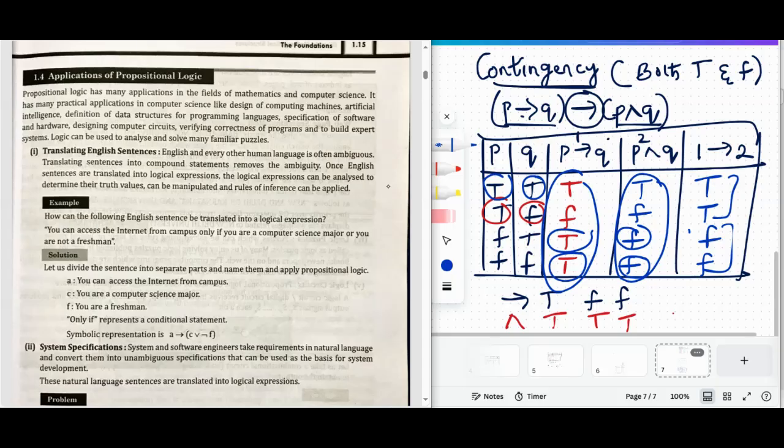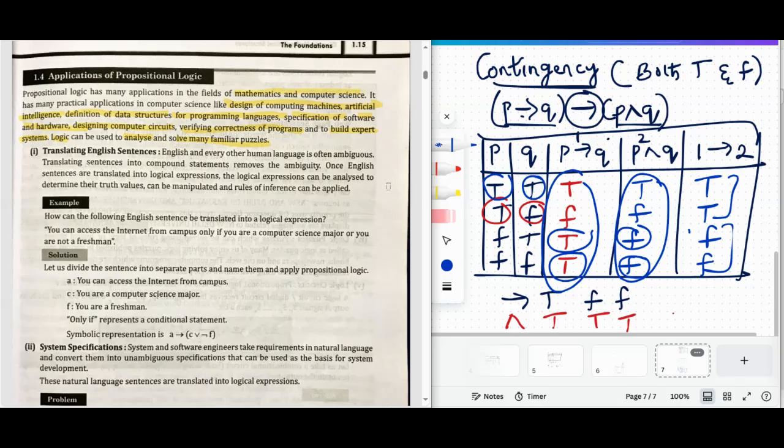Okay. So moving on with the next one, the applications of propositional logic. We have many applications of propositional logic. Logic is used in many different ways in our daily life. Without logic we cannot do any calculation. For example, we use calculators and other things, but here logic is used in designing computer machines, artificial intelligence, data structures for programming languages, specification of software and hardware, designing computer circuits, verifying correctness of programs, and building expert systems. Logic can also be used in analyzing and solving many familiar puzzles.